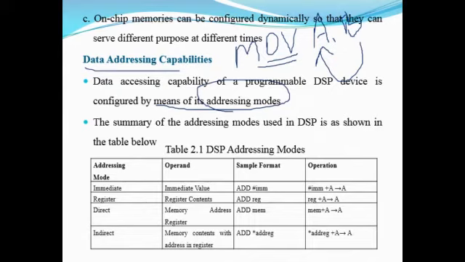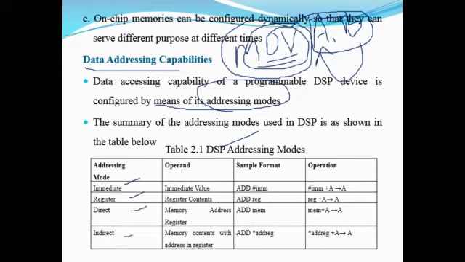Similarly, we have DSP addressing modes. This is a way in which we specify an operand in an instruction. So these are the operands and this is the opcode which performs a particular task of moving data. Similarly, in DSP addressing modes, we have immediate addressing mode, register addressing mode, direct addressing mode, and indirect addressing mode.